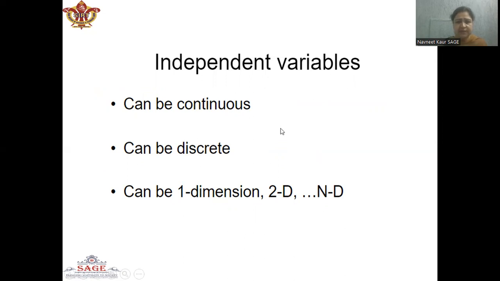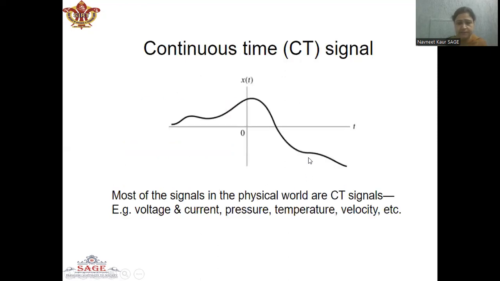These independent variables can be continuous or discrete, and they can be one-dimensional, two-dimensional, or of more than two dimensions. If an independent variable is continuous, then the signal is known as a continuous time signal, whereas when the variable is discrete in nature, the signal is a discrete time signal. Similarly, when a variable is one dimension, we call it a one-dimensional signal, and if there are 2D variables, then we call it a two-dimensional signal and so on.